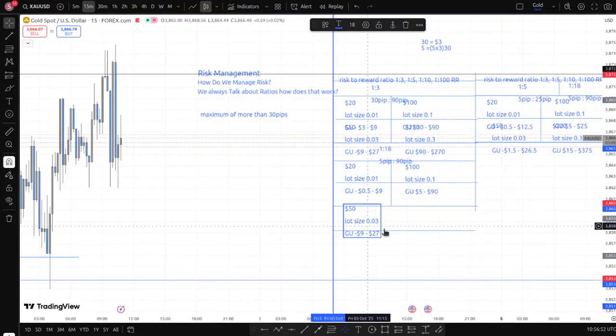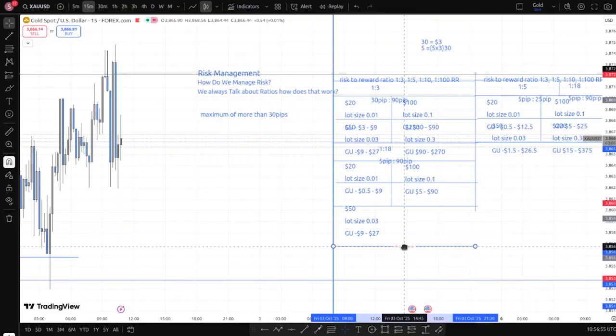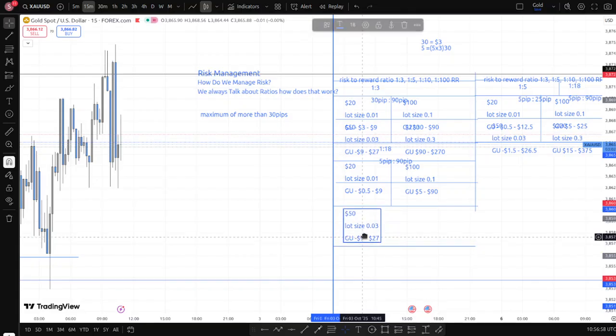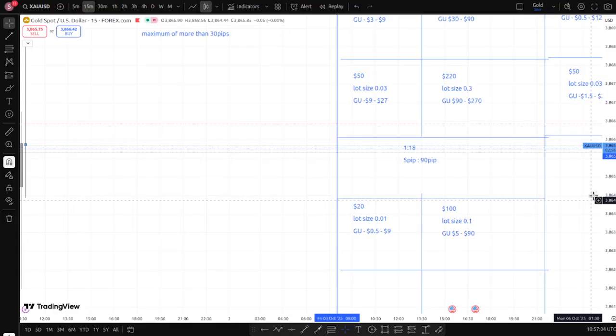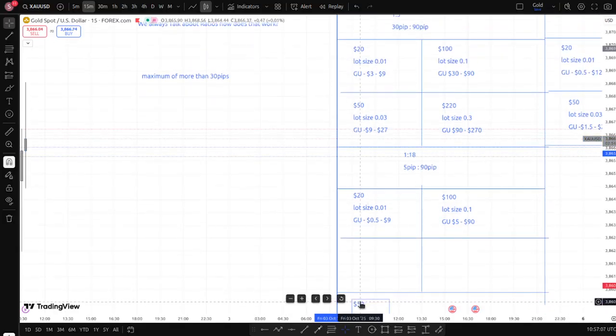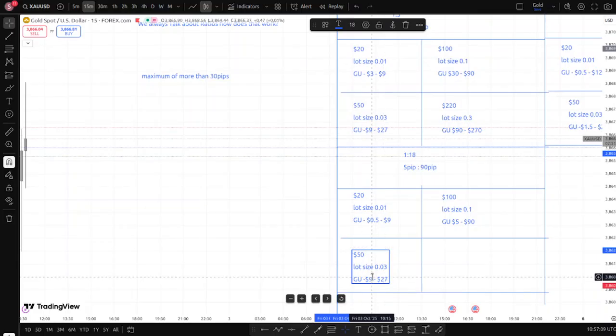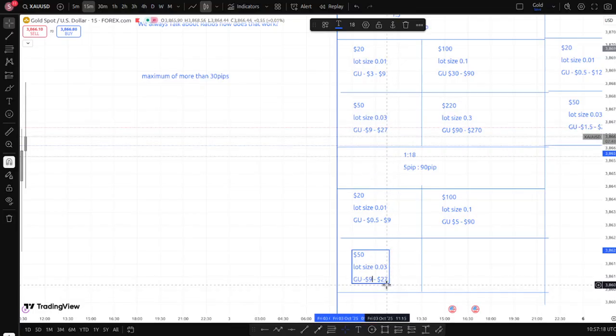Itabidi nimezi realign. Okay, as long as tuko hapa kwa 1 to 18 mkae rada. Kwa hii we'll be risking 5 pips. Hii tulikuwa tuna risk 30 pips. To reduce that number, if $9 ni 30 pips, what about 5 pips?